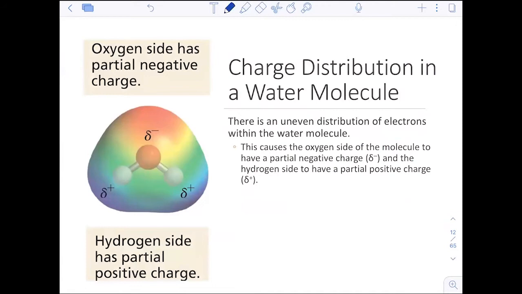So think about water. We've talked a lot about the structure of water so far, and we have shown that it does have a dipole moment. It has a polarity. The oxygen is the delta minus, the hydrogens are the delta plus. So we do know there's an uneven distribution of electrons within water. So what this causes is the idea that oxygen has a partial negative charge pole, and hydrogen has a partial positive charged pole.